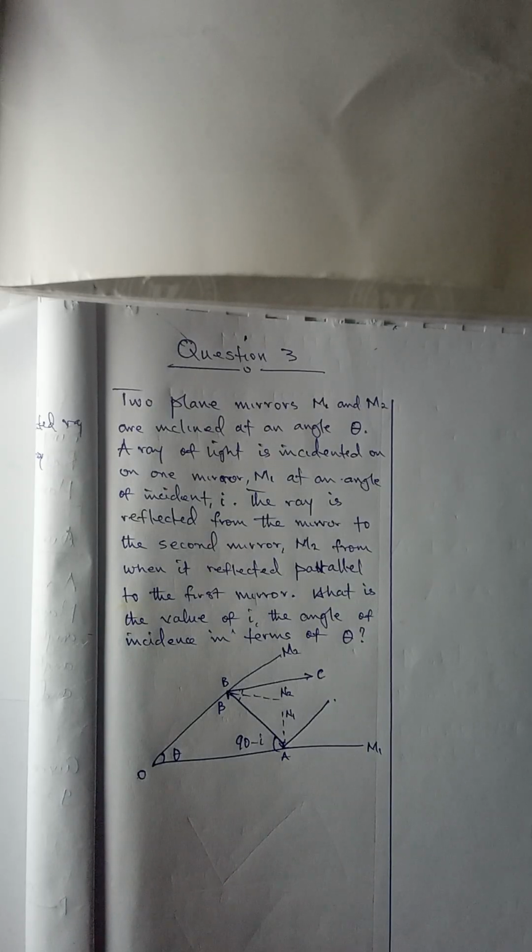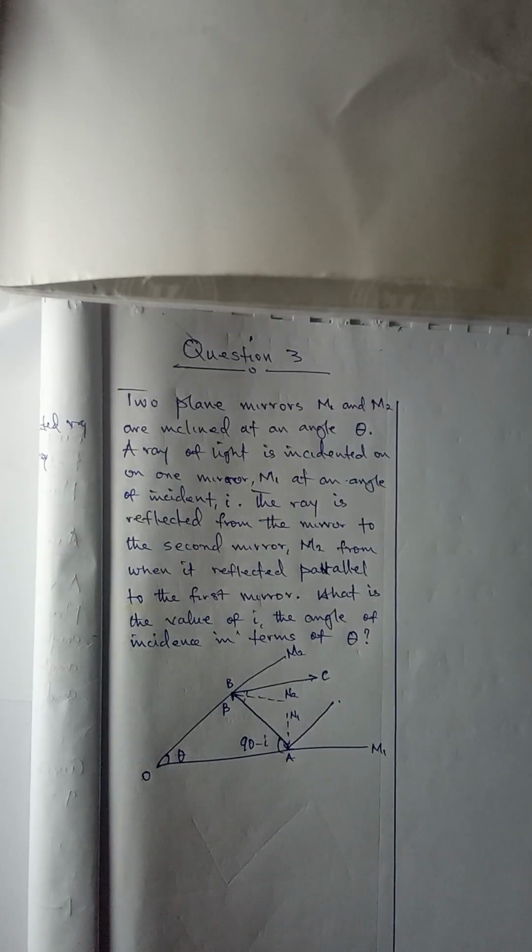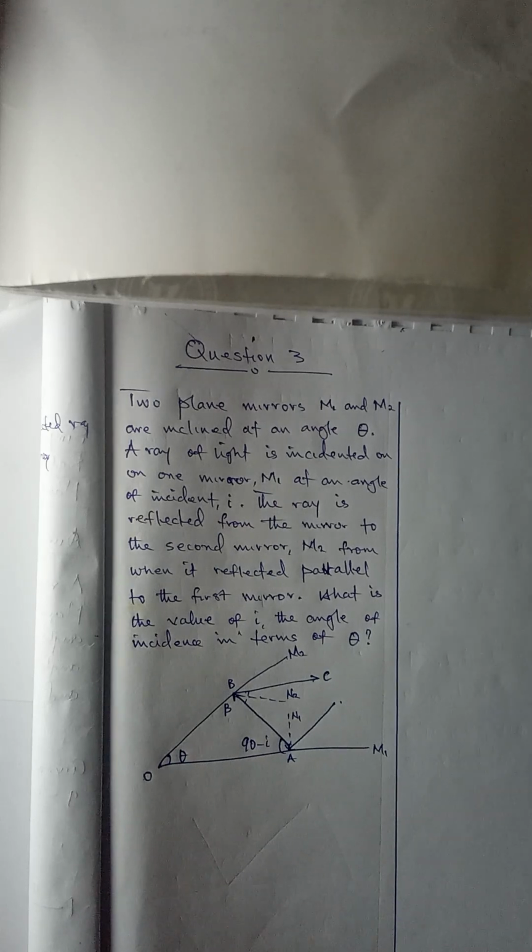Two plane mirrors M1 and M2 are inclined at an angle theta. Now a ray of light is incident on one mirror, that's M1, at an angle of incidence I. The ray is reflected from the mirror to the second mirror M2, from where it's reflected parallel to the first mirror. Now, what is the value of I, the angle of incidence, in terms of theta?